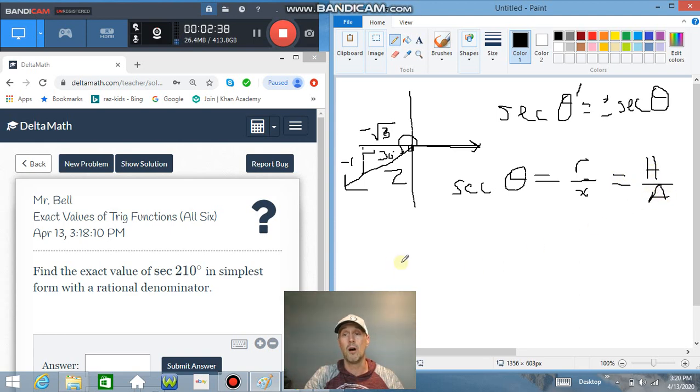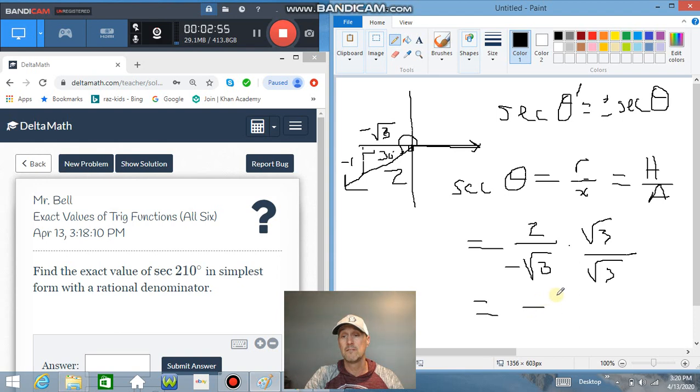So your call. The answer is going to be the radius 2 over the x value of negative square root of 3. This needs to be rationalized, so we've got to multiply this by square root of 3 over square root of 3. And then the answer is going to be negative 2 square root of 3 over 3.